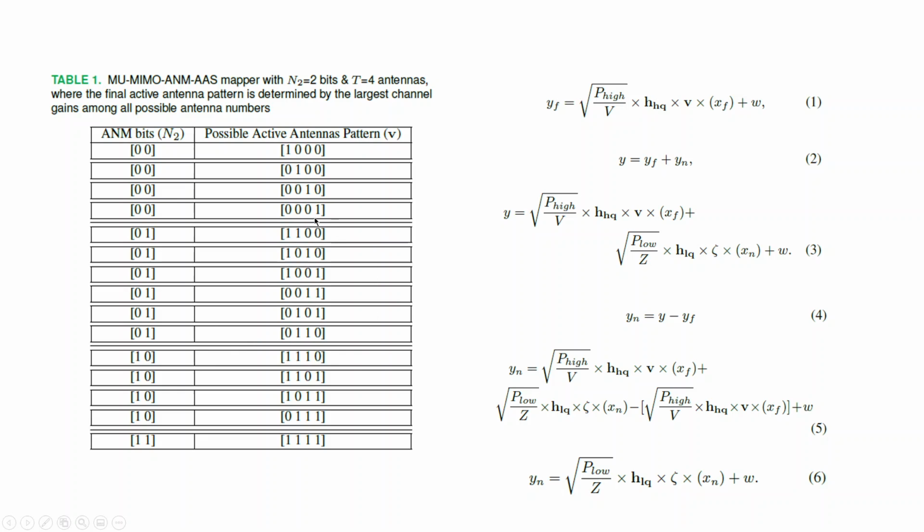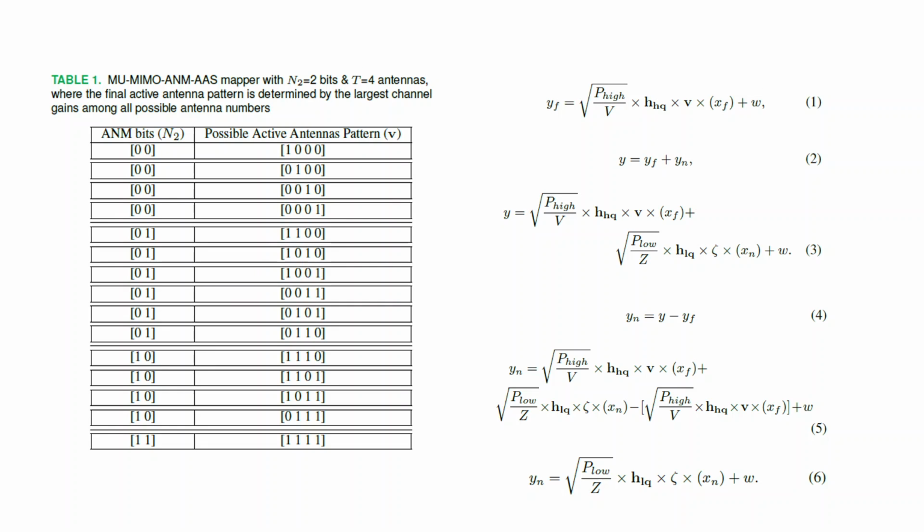In this case, we have 6 different possibilities to activate two antennas out of 4 antennas. For 1, 0, we are activating 3 antennas. We have 4 different scenarios here, and for 1, 1, we are activating all the 4 antennas. At this point, the transmitted data for the far user and near user will also differ. For the transmitted data of the far user, the first formula is given. As you can see, we use high power to transmit the far user's data because the user is far away from the transmitter and it needs more power to get the signal from the transmitter.